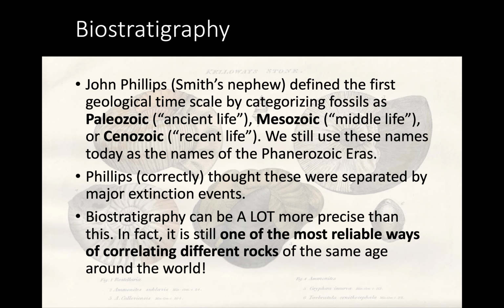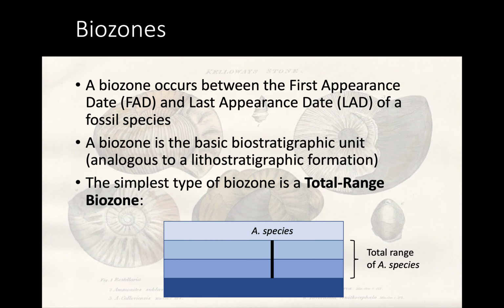Biostratigraphy, though, can be a lot more precise. It is one of the most reliable ways of correlating different rocks of the same age around the world. So there's a couple things that we need to know. So the first is, what is a biozone? A biozone occurs between the first appearance date and the last appearance date, the FAD and the LAD. When you write about things like this, it's totally okay for you just to say the FAD and the LAD. I'll know what you mean, okay? A biozone is the basic biostratigraphic unit, similar to a lithostratigraphic formation.